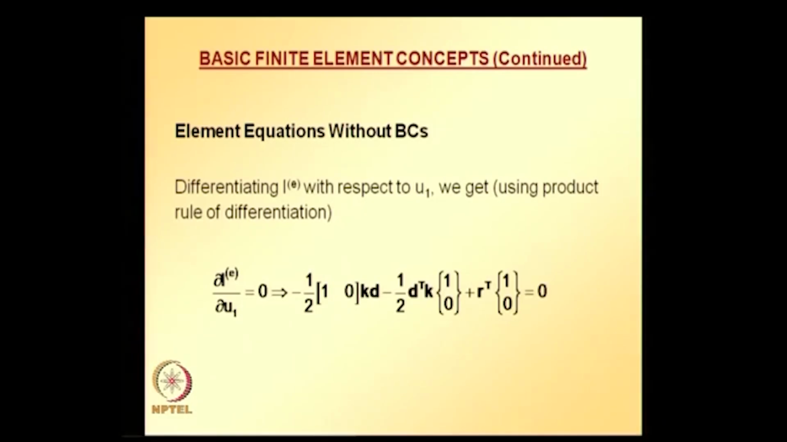So, in this equation, I can transpose the last two terms once again, and finally everything is a scalar quantity. If I transpose a scalar quantity, I will get a scalar quantity. So, I will transpose the last two terms, that is half d transpose k times the vector [1 0], plus r transpose [1 0]. First and second term I will transpose and add the first two terms.